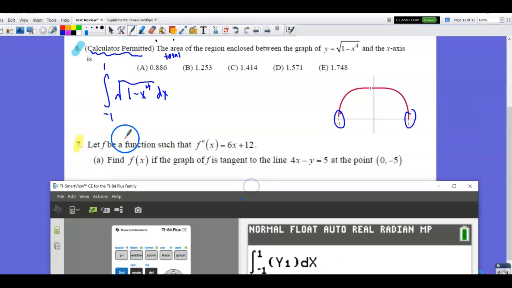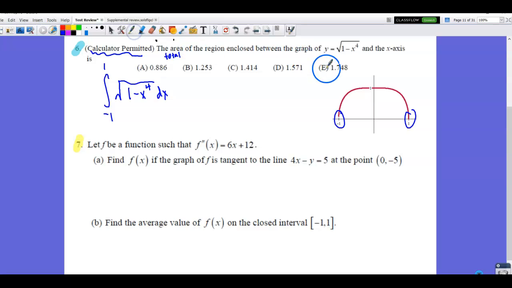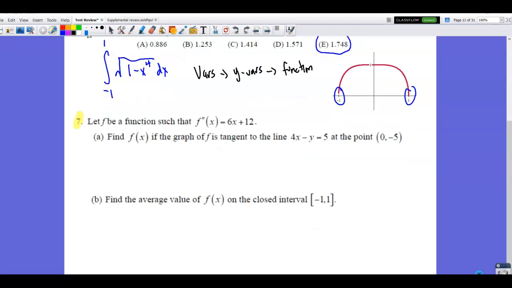1.748 is letter E. Now, if you don't have the shortcuts to get to the y1, on your calculator, you hit the vars button, and then you go to Y vars. You'll see that to the right, and then you're going to select function, which is the first thing you see. When you do that, you'll be able to select Y1, Y2, or whatever it is you want to use.